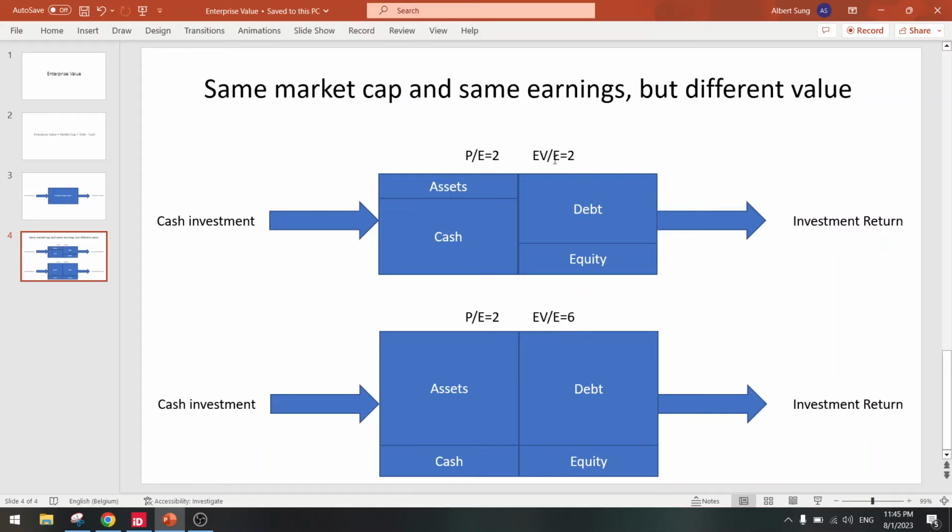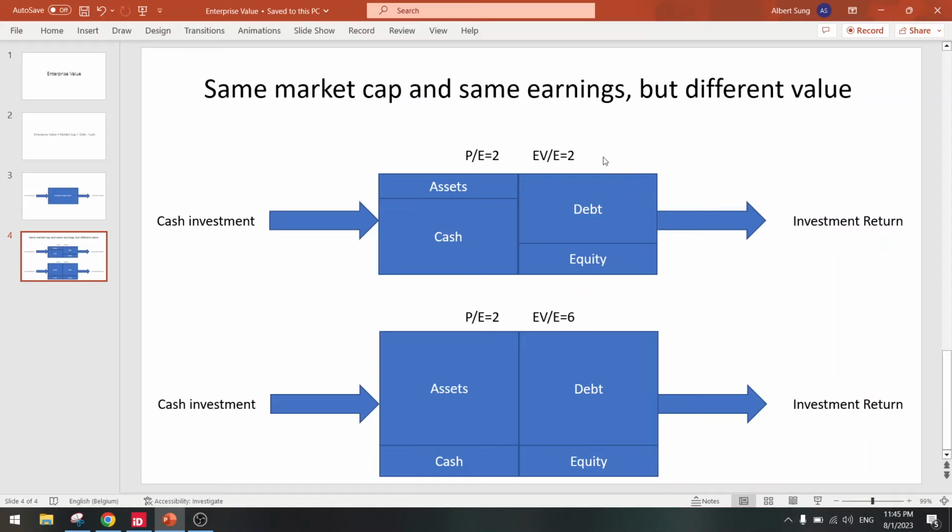So let's say here you have earnings of 1 and the enterprise value is 2. Then in 2 years, you will reach your enterprise value. So earnings would go from here. After 1 year, it goes to here. And after 2 years, it goes to here. Then you have reached your enterprise value. Cash minus debt is erased. That's 0. And from then on, after 2 years, you can start earning your investment return.